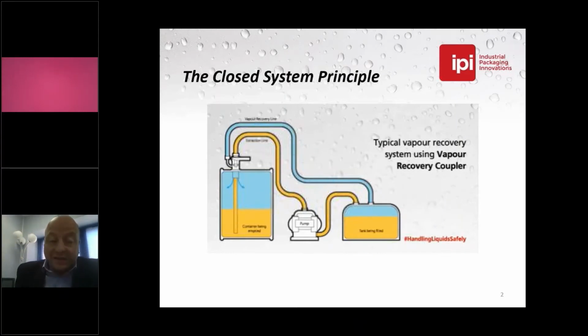Now you don't have to have a vapor recovery line. This is a full system. The other option is, if you can see here where the vapor is coming back in, within this coupler you can simply have an air entry system where the air from the outside world comes back into the container. That is one way of doing it. Here, this is a full system where both vapor and liquid pass from one side to the other.